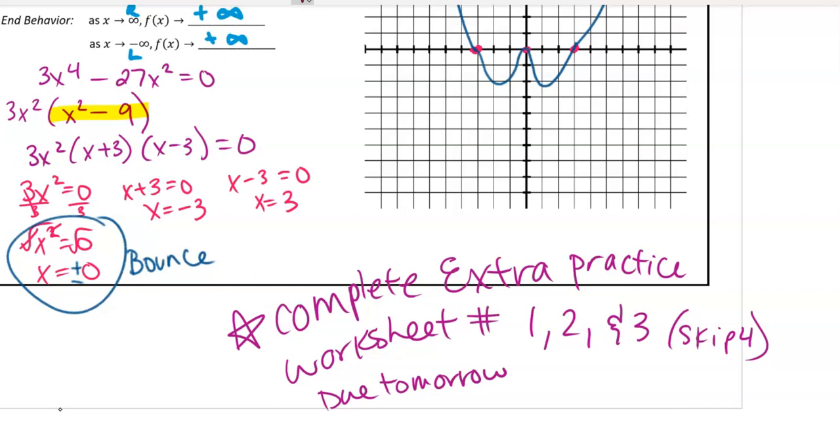And honestly, I don't mind if you use it on your quiz tomorrow. So if you complete that extra credit, extra practice worksheet, it'll give you 10 points on your quiz. And you can use that as well as this worksheet we just did together on your quiz. Hope that sounds great to you.